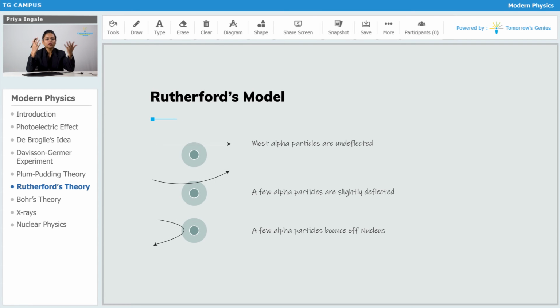So on the basis of these three observations, this is the structure of the atom which was concluded. The first observation: most of the alpha particles are undeflected. You can see there is no deflection, they are going straight, so vacant space is there. Few alpha particles are slightly deflected, that means there is something in their path. A few alpha particles bounce off the nucleus, so they go like this and are deflected by 180 degrees. So this may be the structure of the atom, they thought.